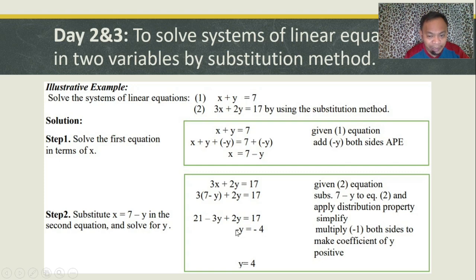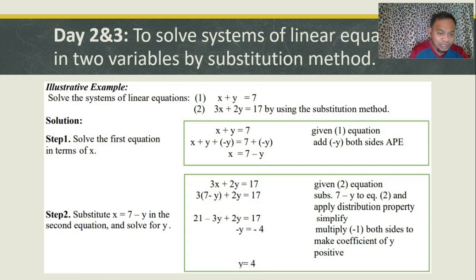Diba? So, to make this positive y, we will multiply both sides by negative 1. Diba? Both sides by negative 1. So, negative 1 times negative y is positive y. Then, negative 1 times negative 4, the result is positive 4. So, therefore, y is equal to 4. So, yan po yung step number 2.